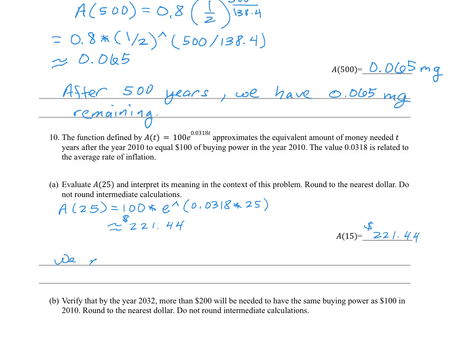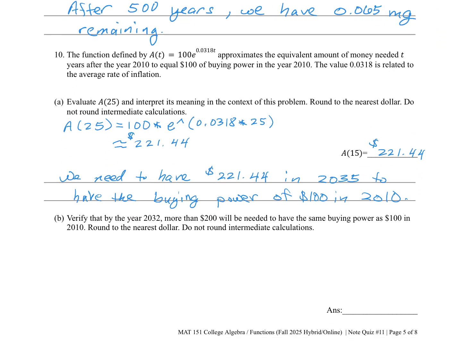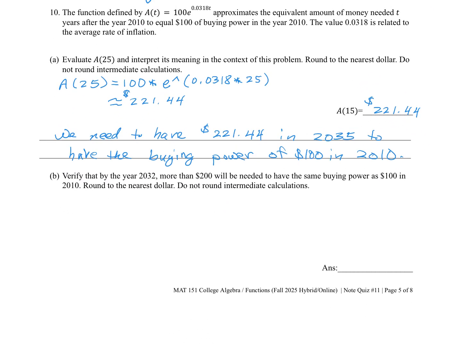So we need to have $221.44 in 2035 to have the buying power of $100 in 2010. All right, and then there's another part of this question. They want us to verify that by the year 2032, you will need more than $200 to have the buying power of 100 back in 2010.